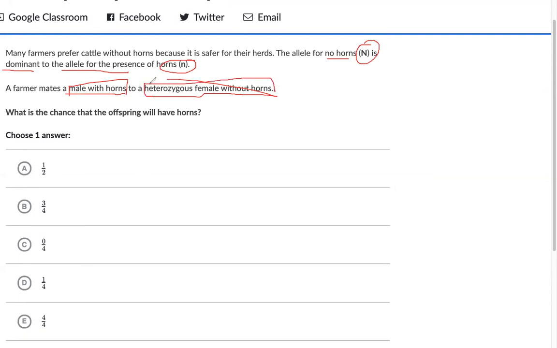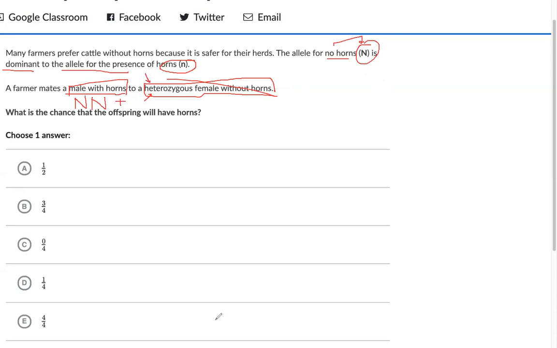and a heterozygous female without horns. I'm going to assume that our male with horns, because they did not say heterozygous, is going to be a homozygous recessive, which is what letters? What does that look like? Two n's. Lowercase n, n. Okay. And our heterozygous is going to look like what? A capital N with what? With two letters.